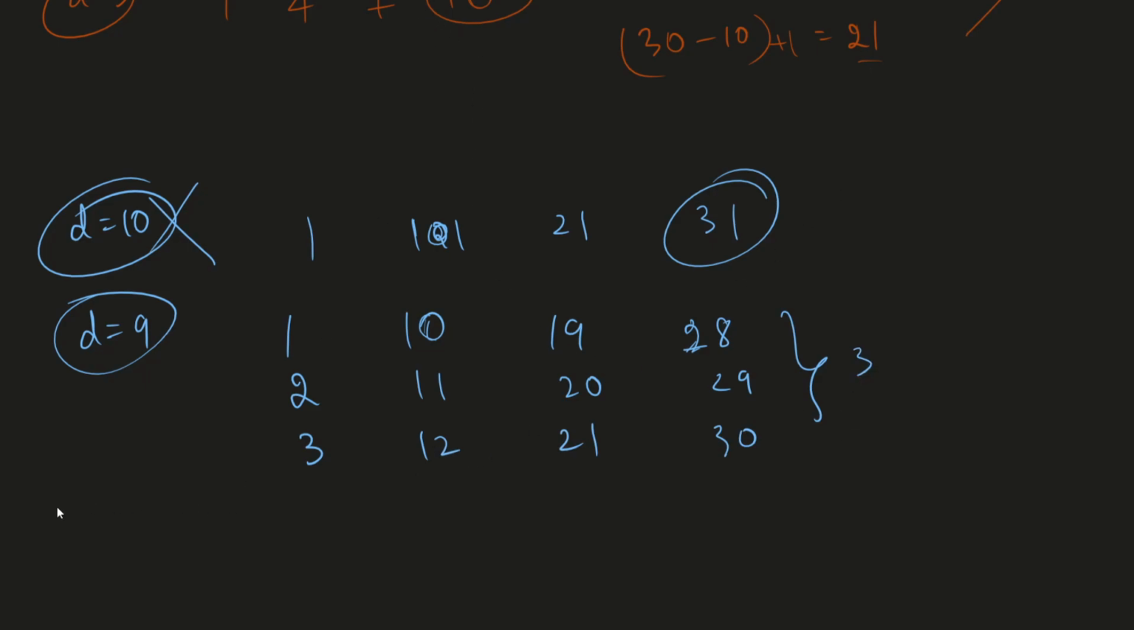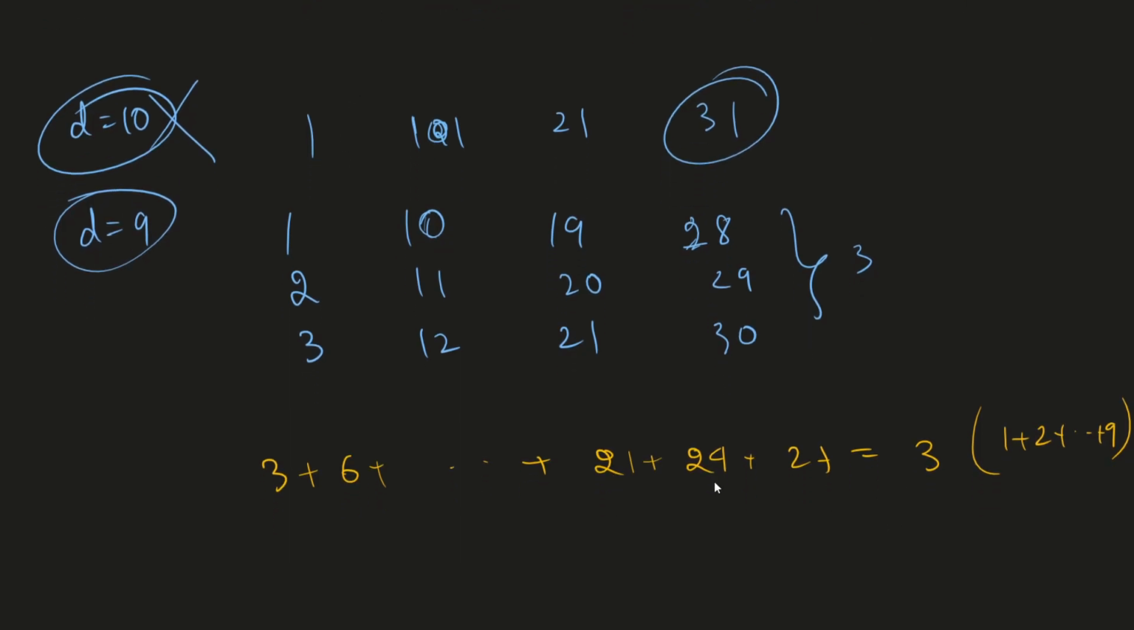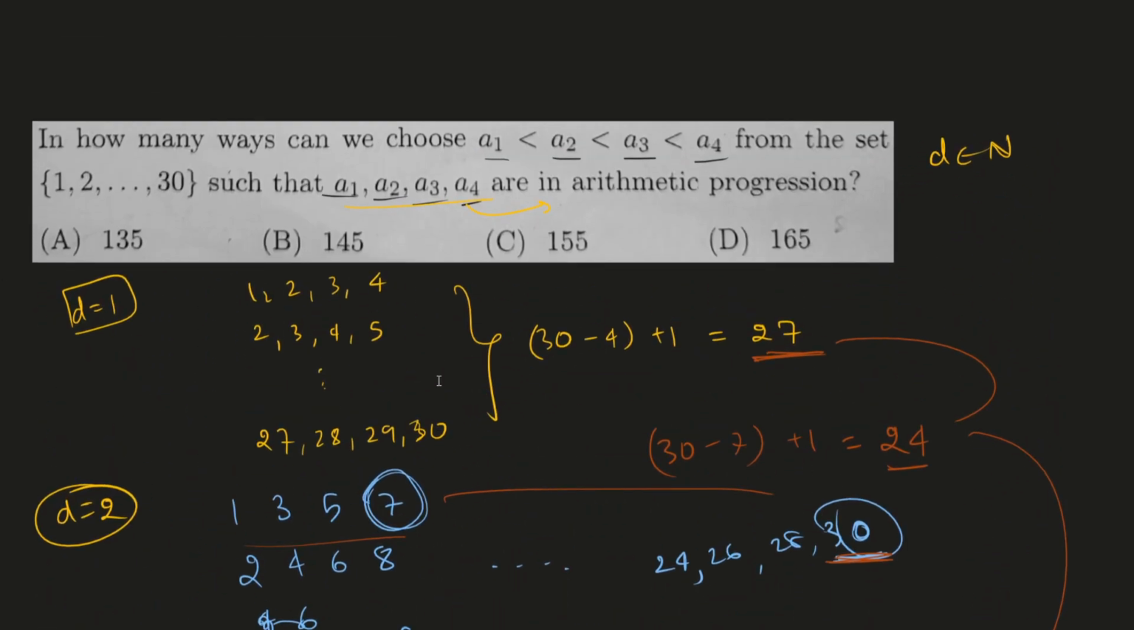So this is an AP. This is a very easy AP. You just need to sum all of these up. So 3 plus 6 plus so on till 21 plus 24 plus 27. You can write this as 3 times 1 plus 2 plus all the way till 9. And this is equal to 3 times 9 times 10 divided by 2. This is 45, so you have 45 into 3. That is equal to 135. Let's see whether that's an option.